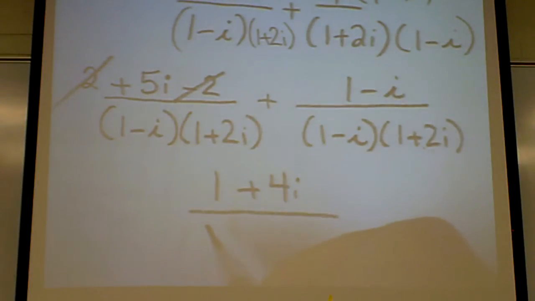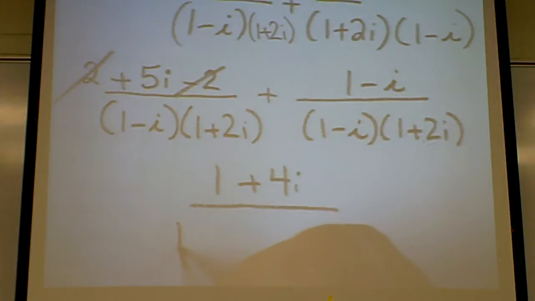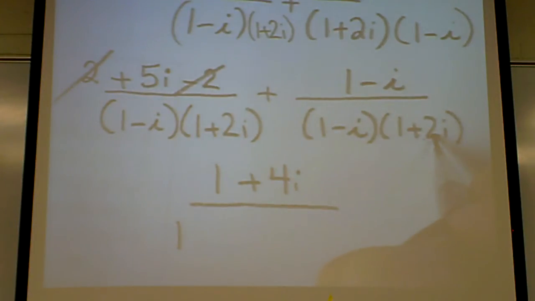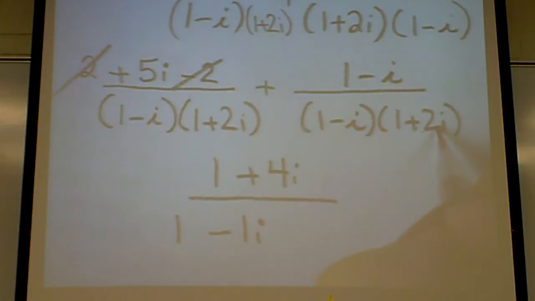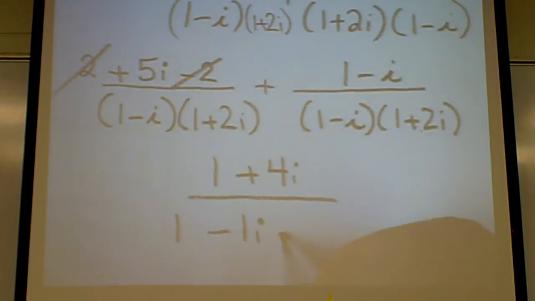The denominator, we need to start FOILing this. So what we're gonna do is FOIL. What's 1 times 1? It's 1. 1 times 2i is 2i minus 1i is 1i. Watch your 1's and your i's. And then this is gonna give you a negative 2i squared, which is really 2.